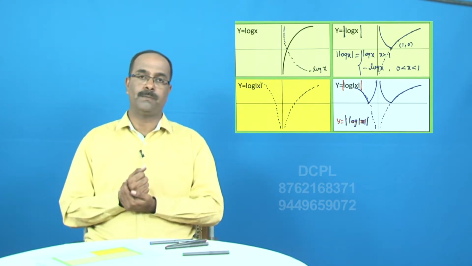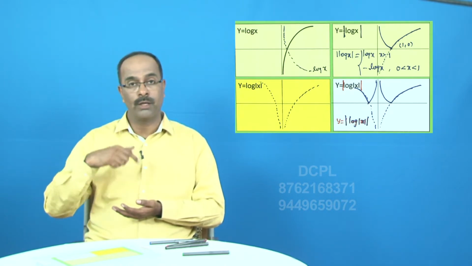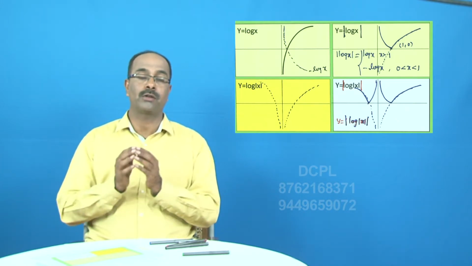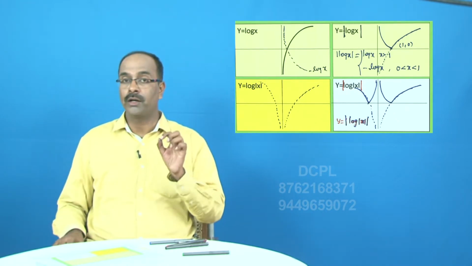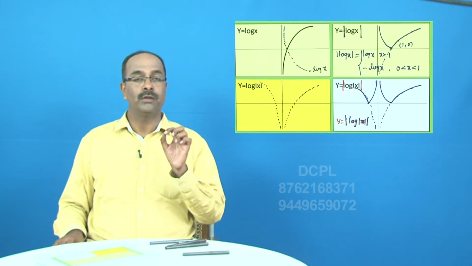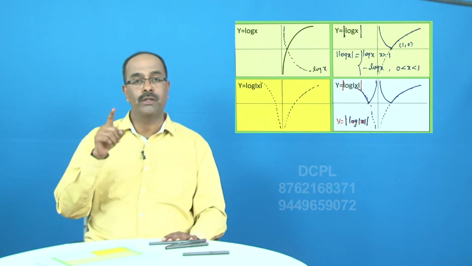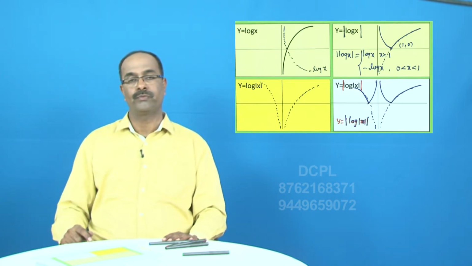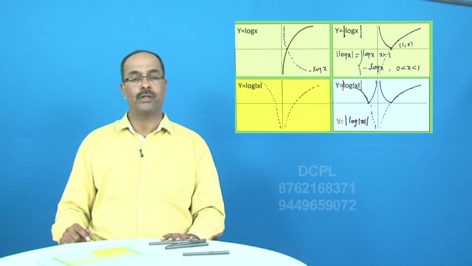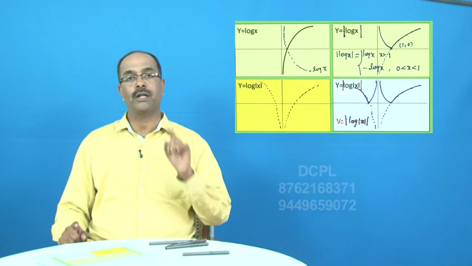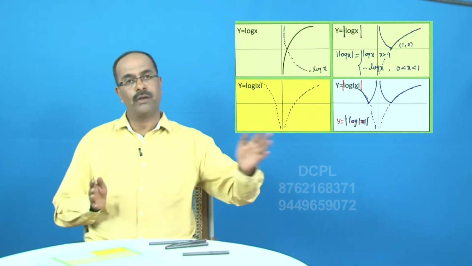Before forgetting these, students, I was talking about e power x, e power minus x, e power mod x, e power minus mod x, log x, minus log x, log of minus x, mod log x, mod log mod x, log mod x. One thing we did not emphasize was the asymptote. What is an asymptote? Asymptote is that line which meets the curve at infinity. If you concentrate properly on the e power x graph, the negative x-axis is the asymptote. That means to say, the line which meets the curve at infinity is called an asymptote. For e power x, the negative x-axis is the asymptote.